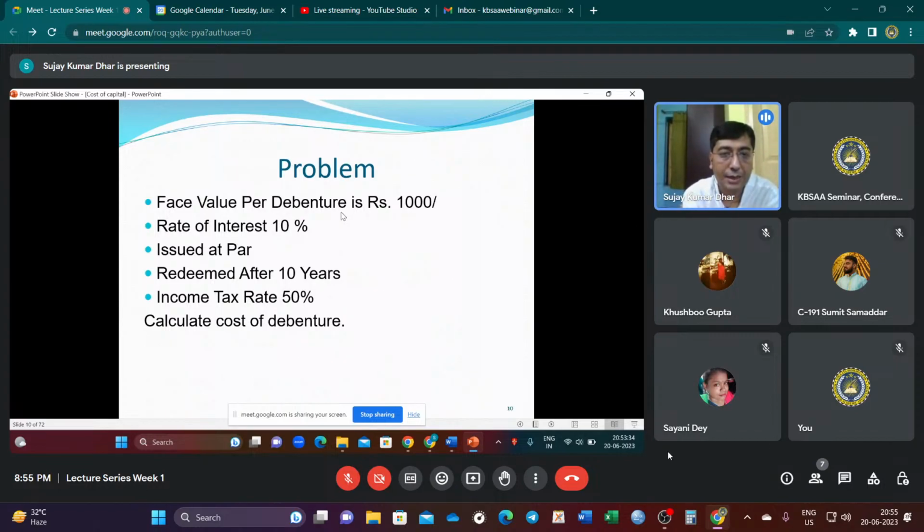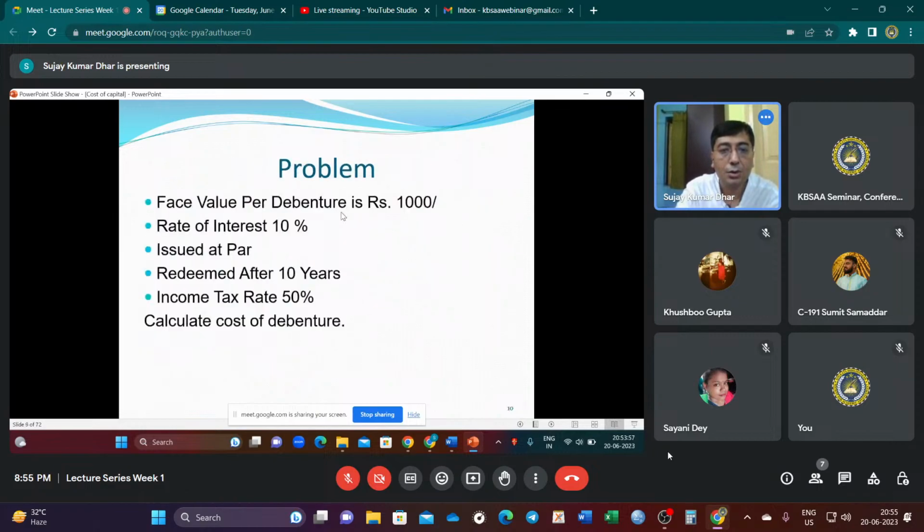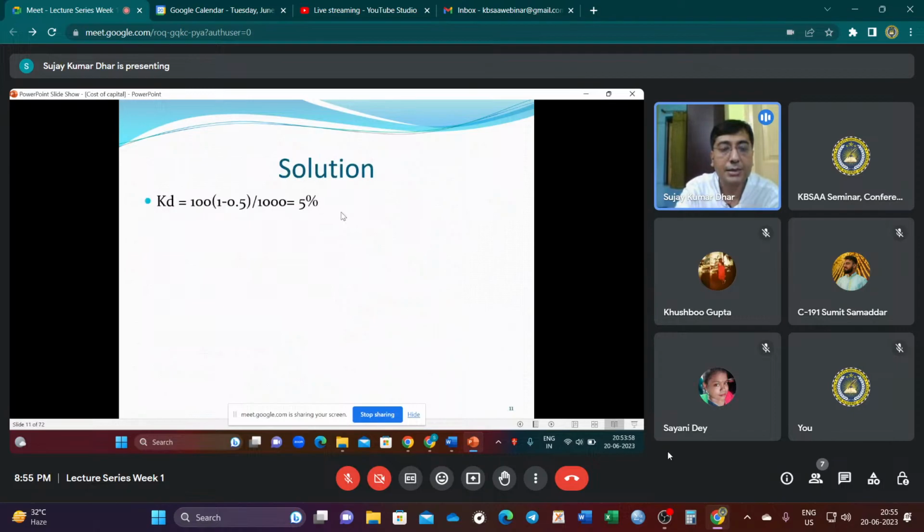What is the purchase price? Face value, 1000. What is the redemption price? It is issued at par, redeemable at par. That means purchase price and redemption price are the same. If purchase price and redemption price are the same, we will go by this formula: R into (1 minus T) by P.